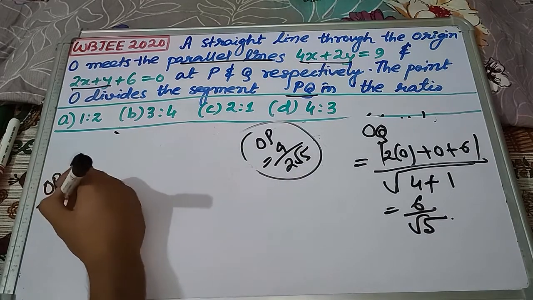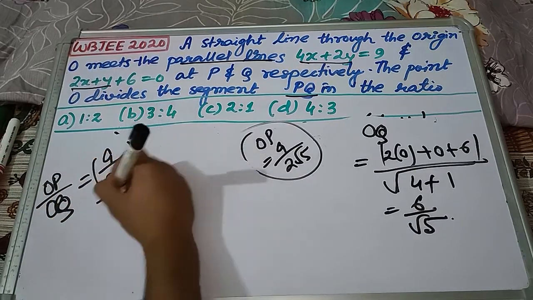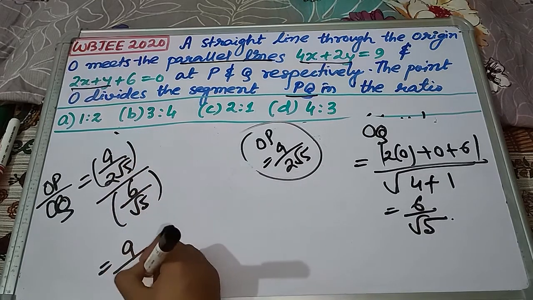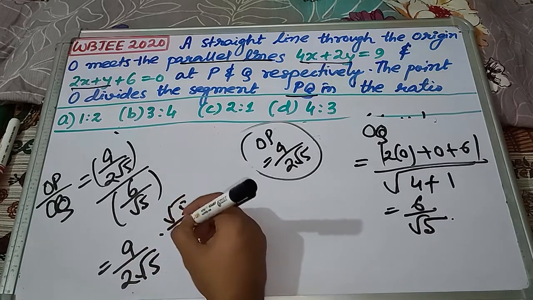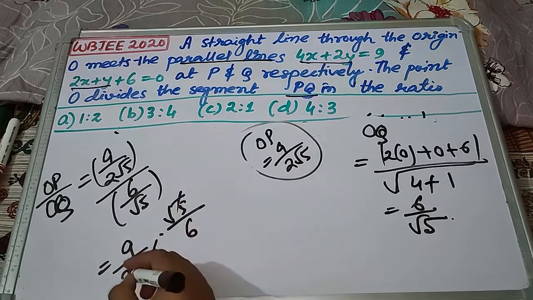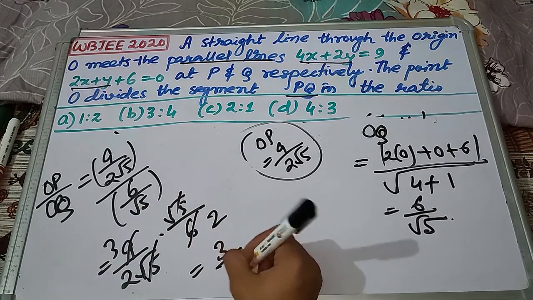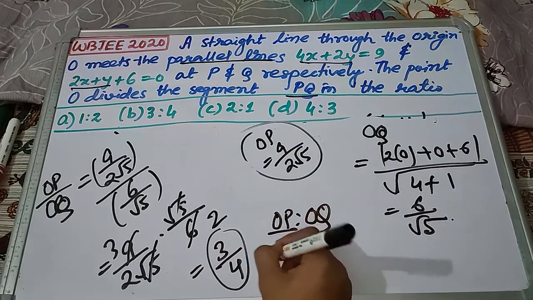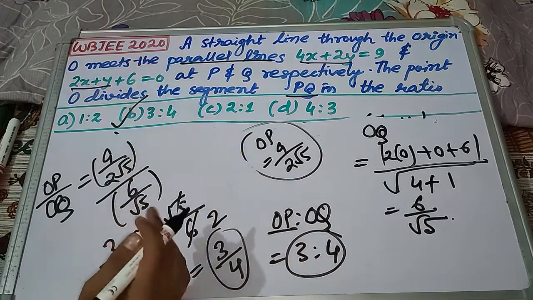OP is to OQ equals 9 by 2 root 5 divided by 6 by root 5. What does this transform to? 9 by 2 root 5 into root 5 by 6. Root 5 gets cancelled. 3 2s are 6, 3 3s are 9. So this is 3 by 4. That is, OP is to OQ is actually 3 is to 4. So our option B is the correct option.